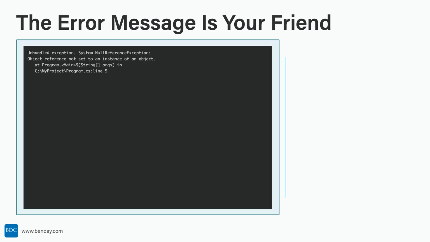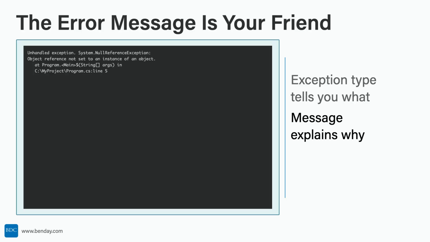When an error, also known as an exception, pops up, there's usually a message, and that message has some structure to it. The first part, null reference exception, tells you what went wrong. In this case, you tried to use something that was null. The message, object reference not set, is computer speak for you forgot to create this thing before using it. This is gold. Line 5 in program.cs. That's exactly where your bug is. The error literally points to the problem.